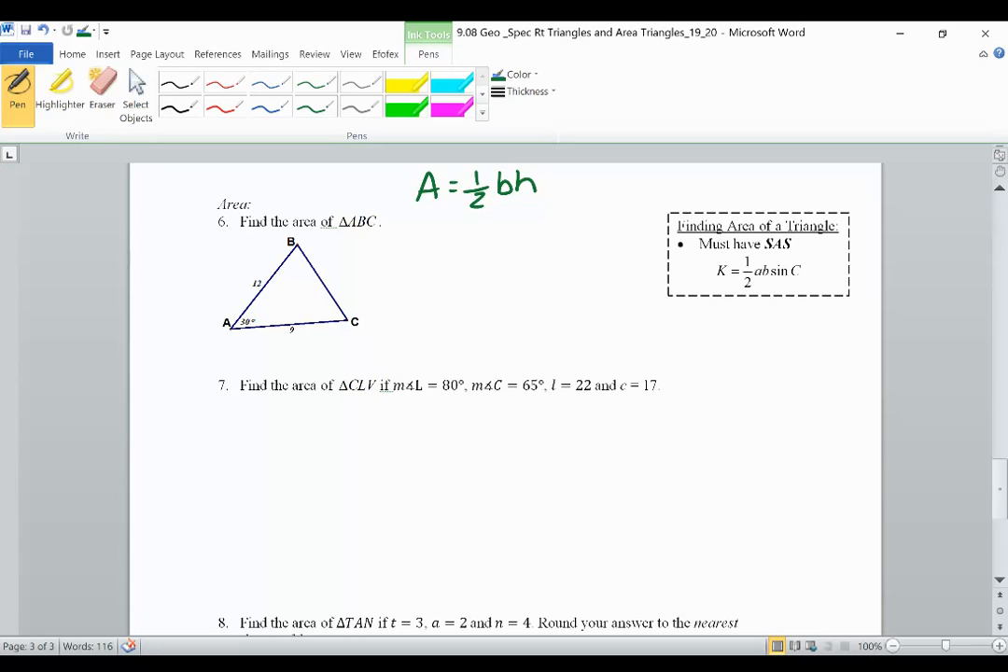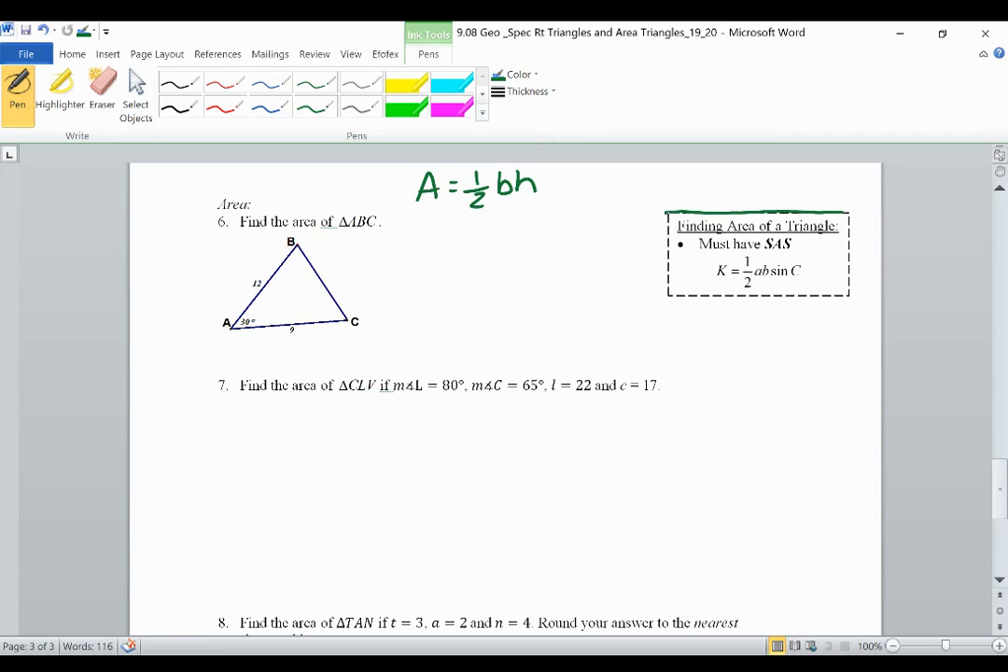Before we left, we talked about how, if we had a coordinate grid, we drew a rectangle around the triangle, figured out the area of the rectangle, and subtracted out the areas of the extra triangles to find the original triangle that we wanted. But what if it's not drawn on a grid and we don't have the length of the height or the base? What we do then is we have another formula.